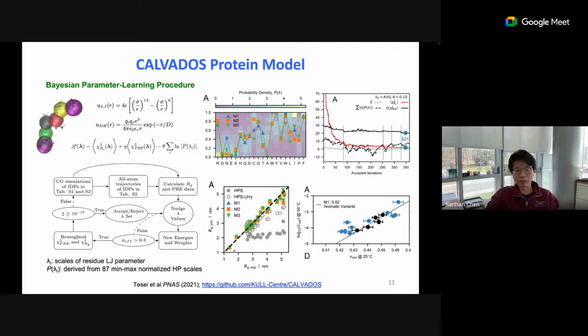They show that they can really improve to reproduce the experimental size of these molecules pretty well. And once you do that, in this other panel, what they show is something called Csat. Essentially, during the phase separation, the stability of the condensed droplets is measured by the concentration in the dilute phase.